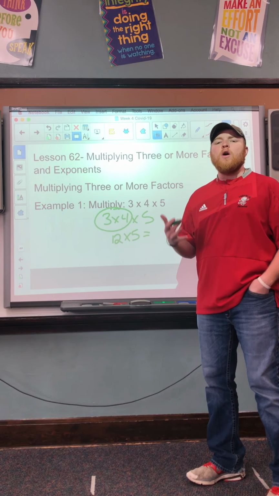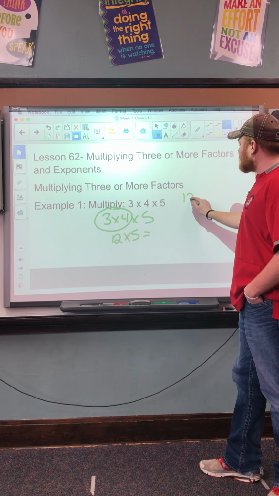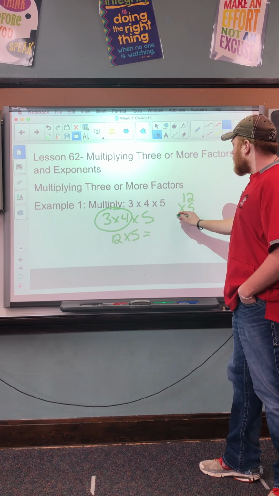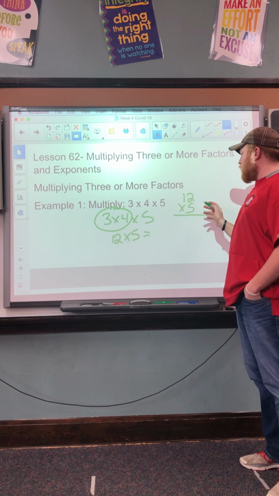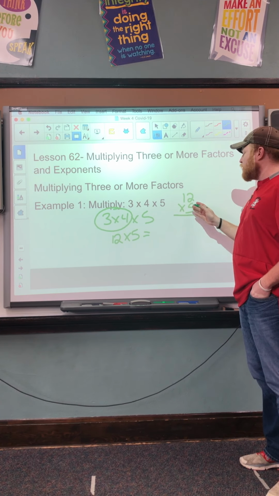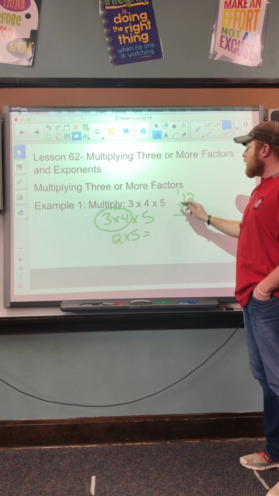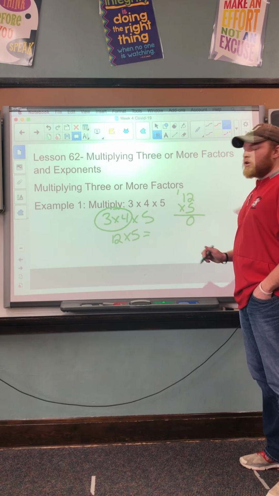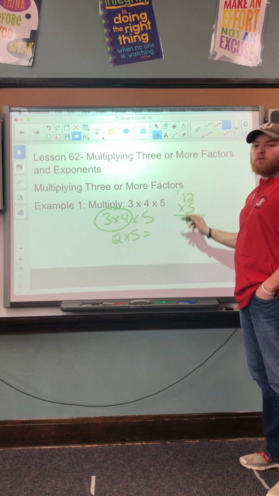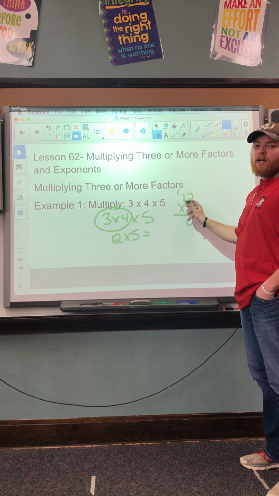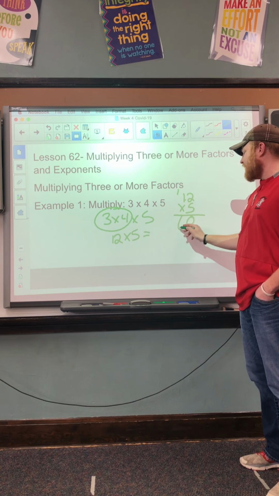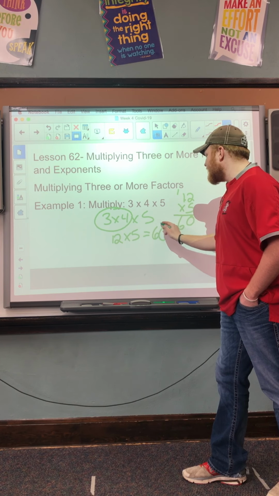Now we might not know what that is mentally, so let's go on the side here and work out that problem. Okay, so now we go 5 times, and we go into the ones place first, so it'll be 5 times 2, which is 10. Carry the 1, bring down the 0. 5 times 1 plus 1. So 5 times 1 is 5, plus 1 is 6. So our answer would be 60.